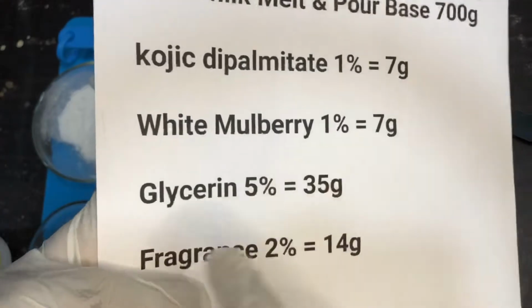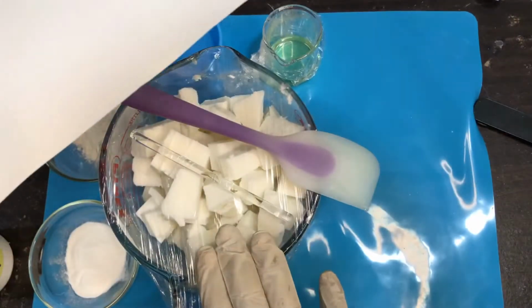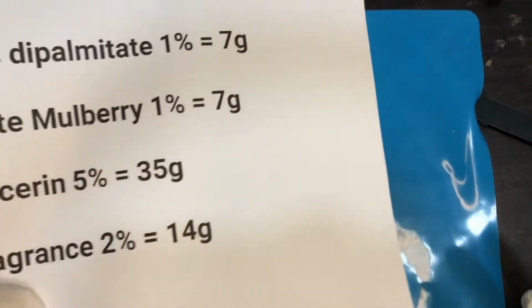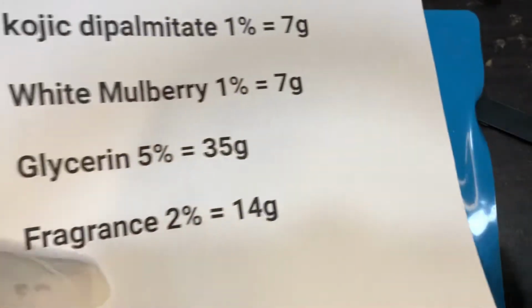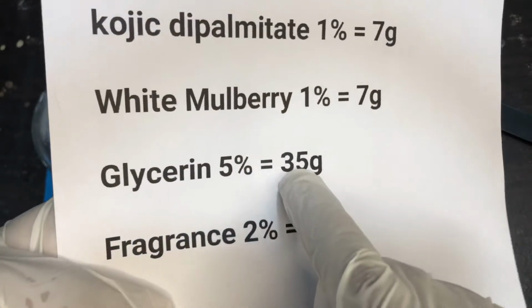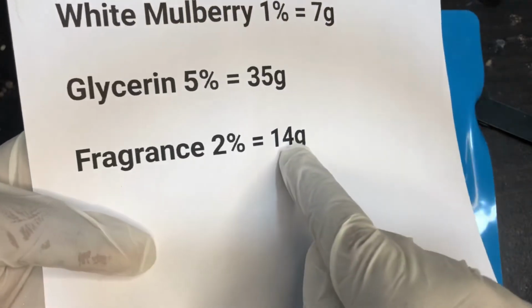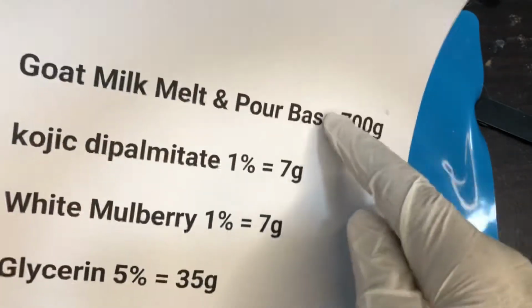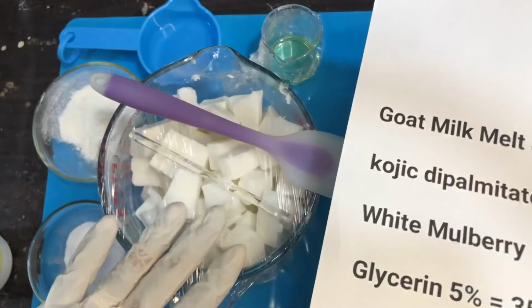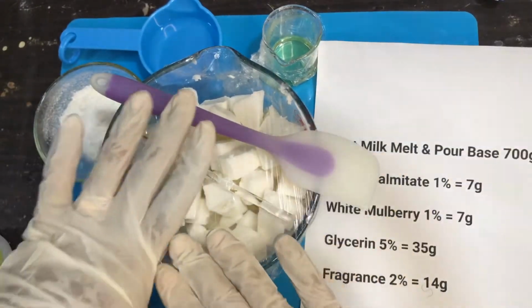We would also add glycerin, 5%. Already this contains glycerin, but we also want that moisturizing and hydrating effect from glycerin. So 5% of glycerin is 35 grams. Then we will be adding 2% fragrance, which is just 14 grams. Already we have cut our melt and pour soap base into cubes, and here it is.